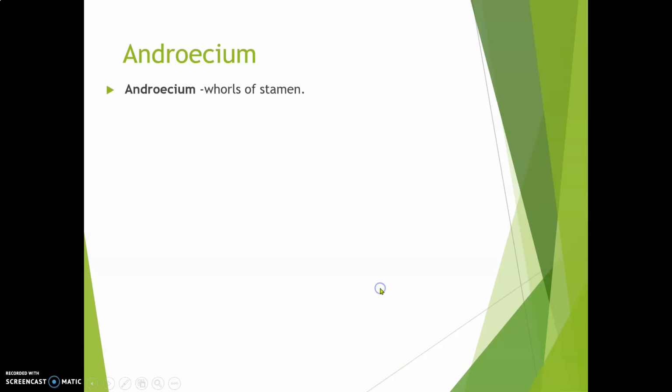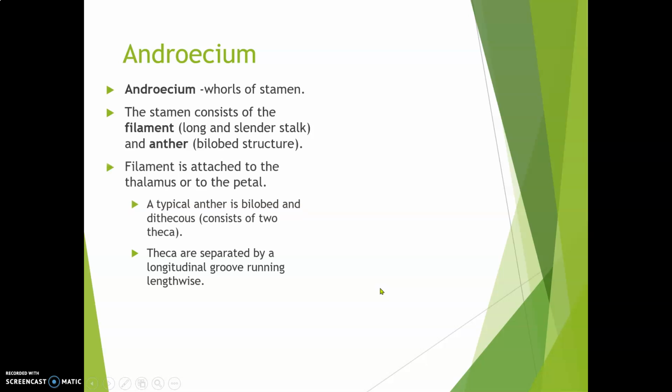Now let's discuss androecium. Androecium is the whorl of stamens. The stamen consists of the filament, which is the long and slender stalk, and the anther, which is the bilobed structure. The filament is attached to the thalamus or to the petal. A typical anther is bilobed and dithecous. What is this dithecous? Dithecous means it contains two theca. When we discuss the structure, I'll show you what the theca are. These theca are separated by a longitudinal groove running lengthwise.